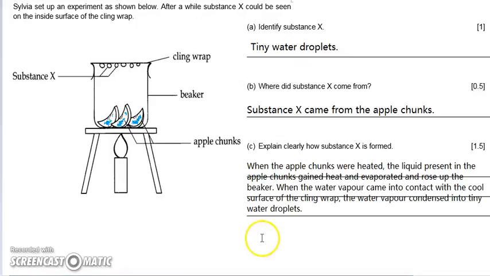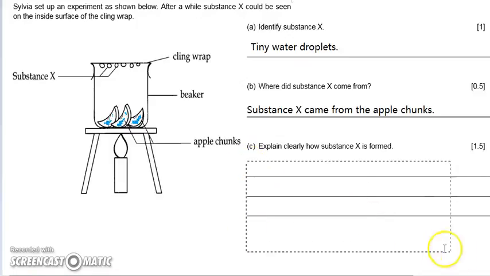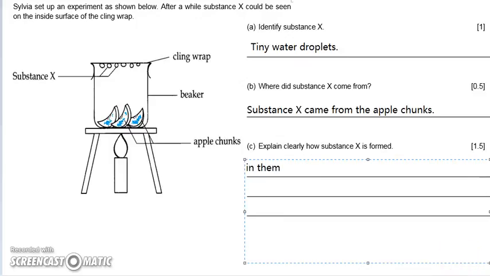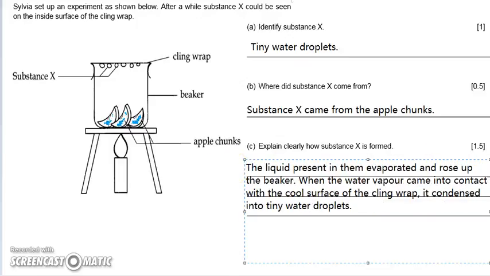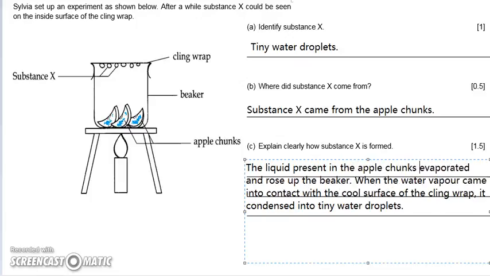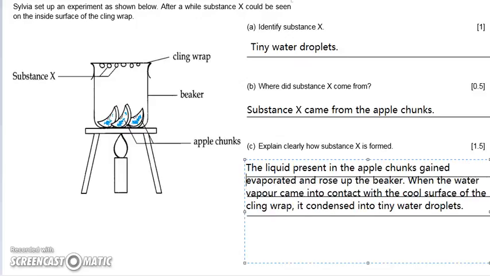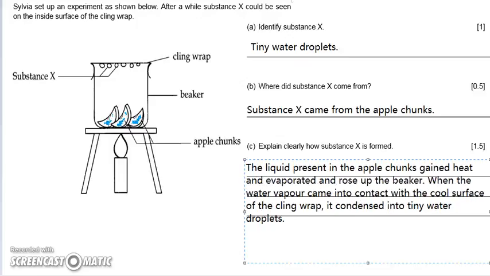Okay, one more time. Maybe I'll rewrite that because it's not correct. When the apple chunks were heated, or you can just say the liquid present in the apple chunks gained heat and evaporated and rose up the beaker. When the water vapor came into contact with the cooler surface of the cling wrap, it lost heat and condensed into tiny water droplets.